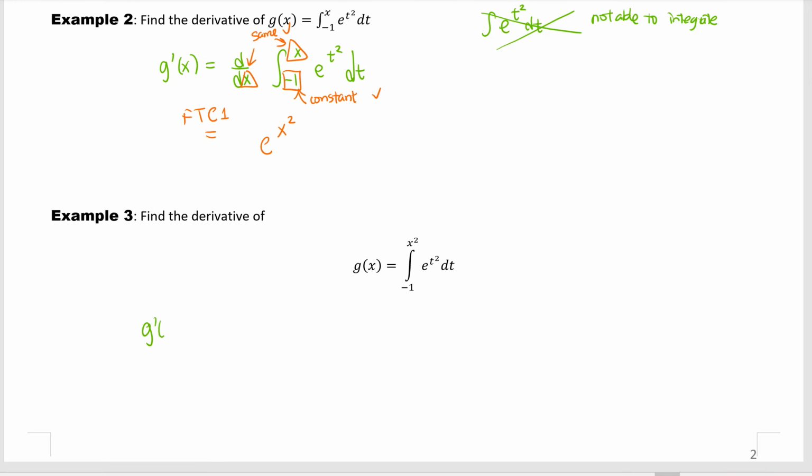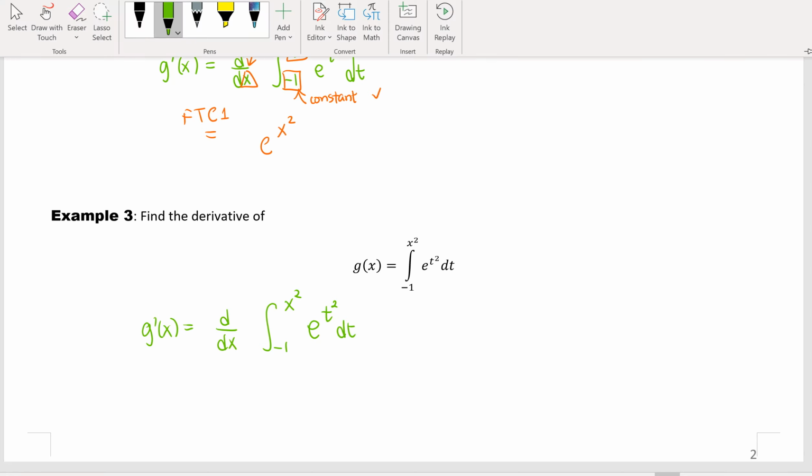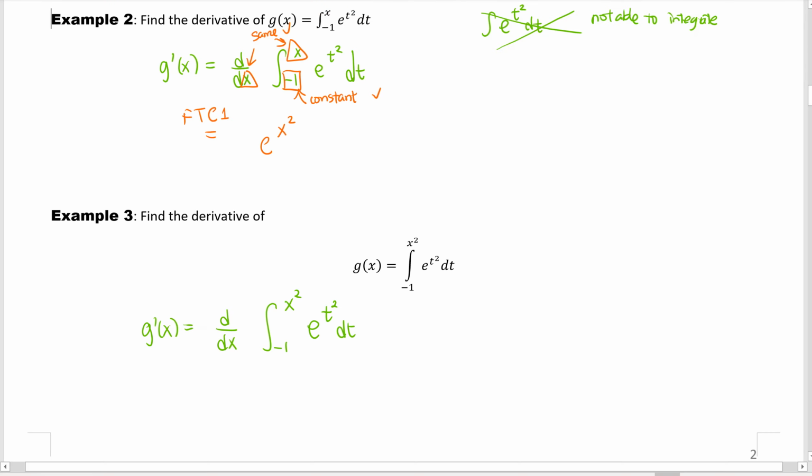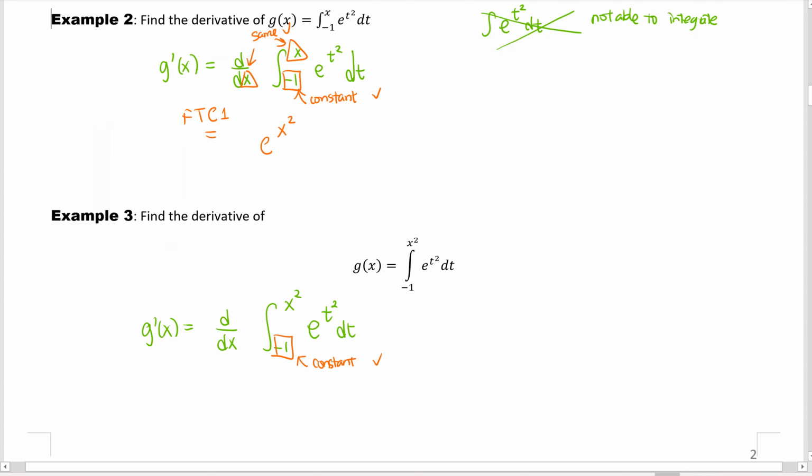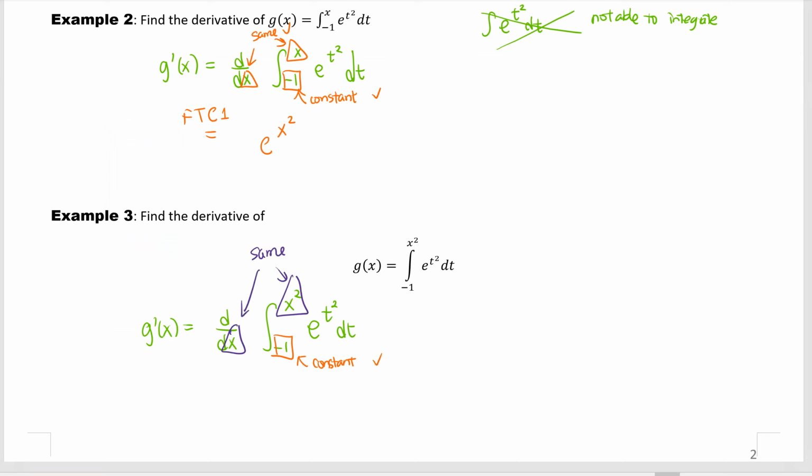Okay, so the derivative is d dx of the integral from minus 1 to x squared of e to the t squared dt. Okay, so let's check. Is the lower limit a constant? Yes. Next, what do we check next? Is the upper limit the same as this guy? Oh no! What do we do? If they're not the same, we gotta make it the same. So how do we make it the same?